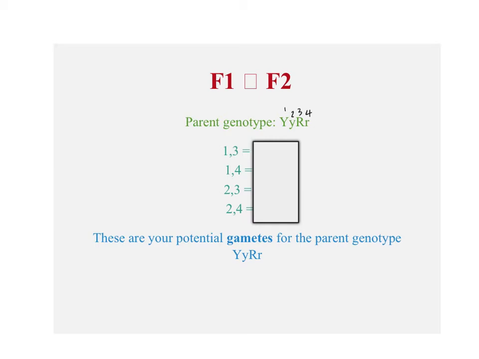So if I stick the letters 1 and 3 together, I'm going to get a gamete with big Y, big R. If I stick them 1 and 4 together, I've got a big Y and a little r. 2, 3, I've got little y and big R, and 2, 4, little y, little r. And you can see now that I have got 4 potential gametes from that single parent. And this is why the Punnett square gets a little bit bigger. When I say a little bit, I do mean quite a lot.